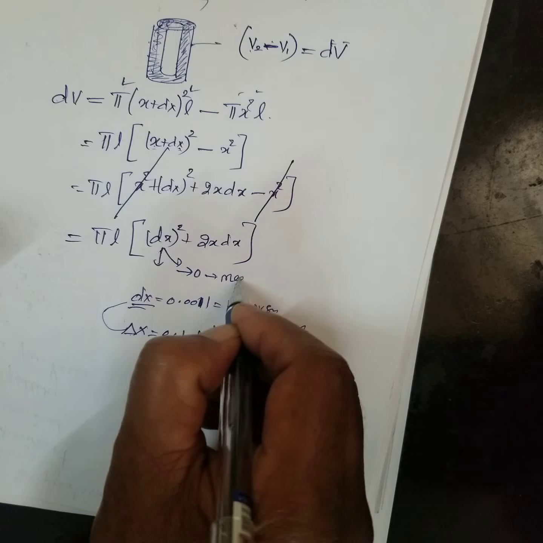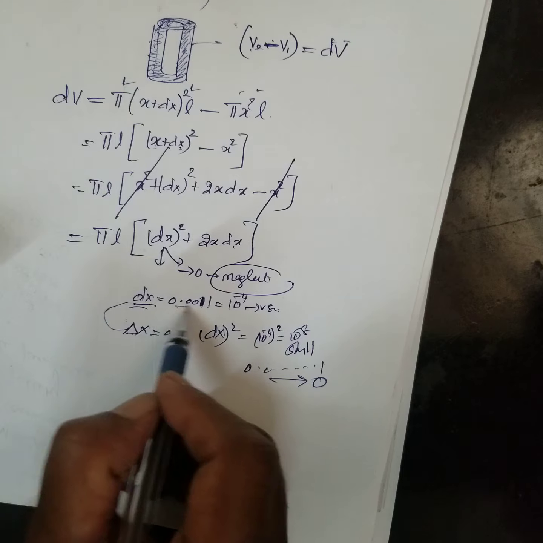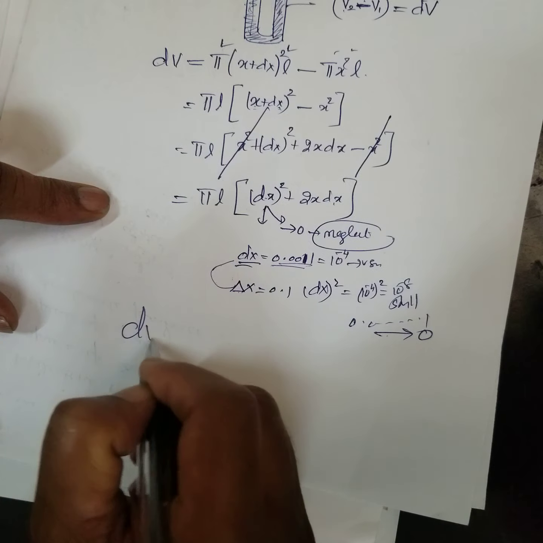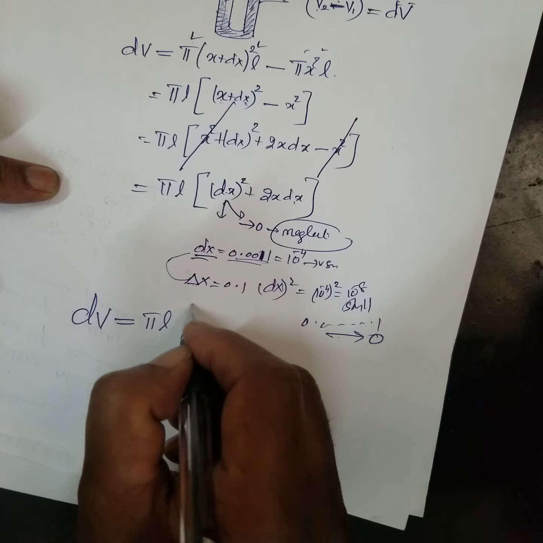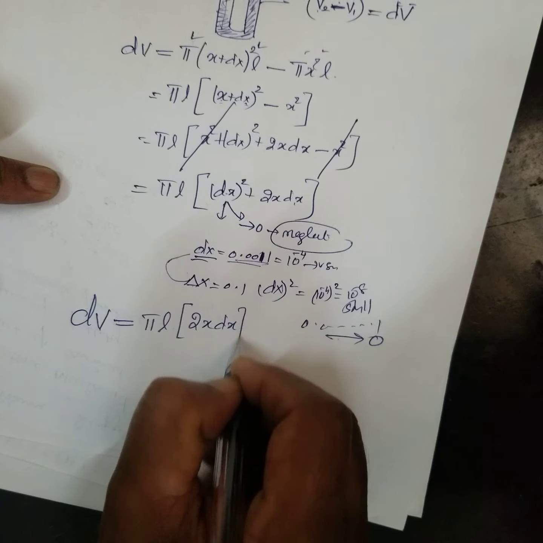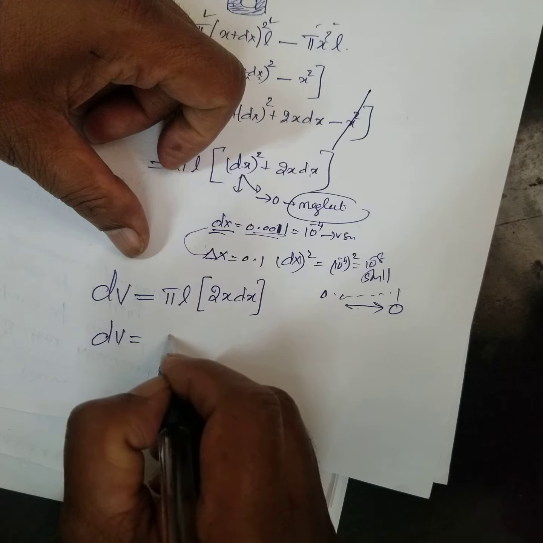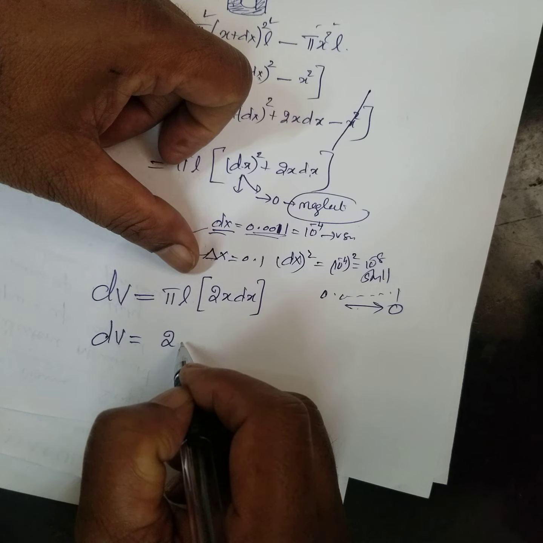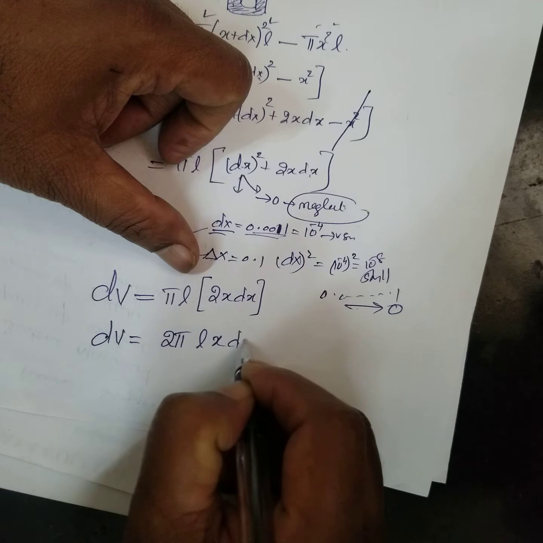Therefore neglect this. Don't neglect dx, but you can neglect dx square. Therefore, what is dV? dV is equal to pi L. This I neglect, 2x dx. Now dV is equal to 2 pi L x dx.